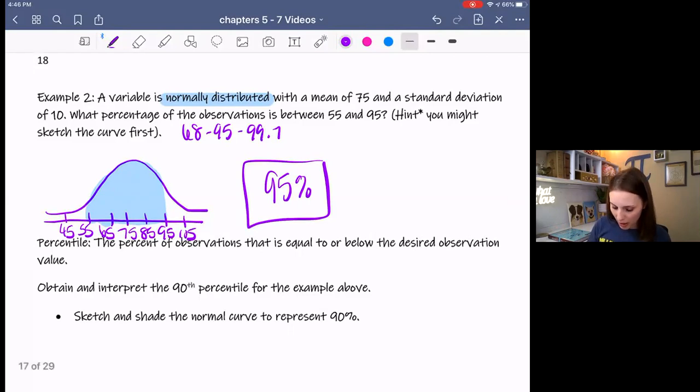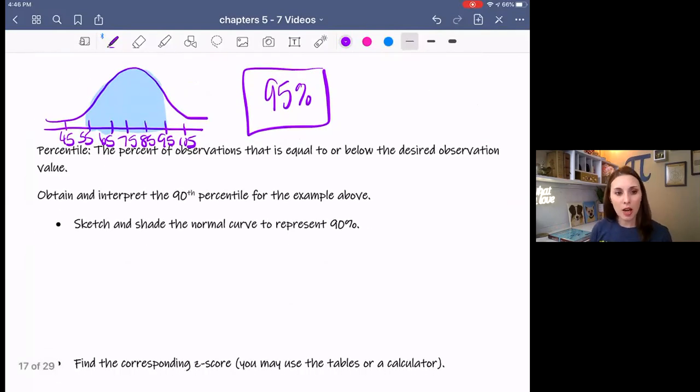Okay, something I want to cover next is percentiles. Percentile represents the percent of observations that are equal to or below the desired observation. So if you have had kids or have little siblings or whatever, this is probably the most popular time you hear of this. When you take a little baby into the doctor, they say, your baby's in the 90th percentile, or your baby's in the 50th percentile, or the 45th percentile, or whatever. And everyone's like, what does that mean?